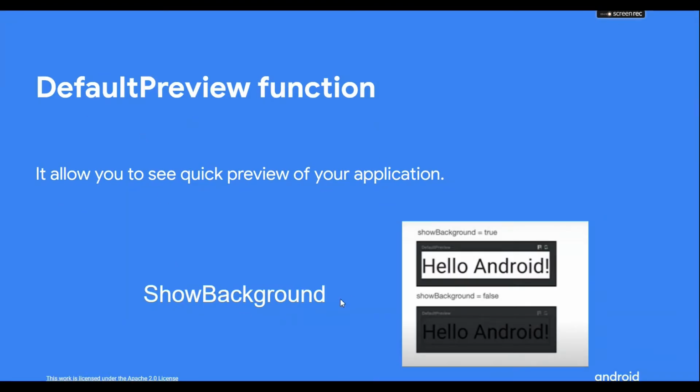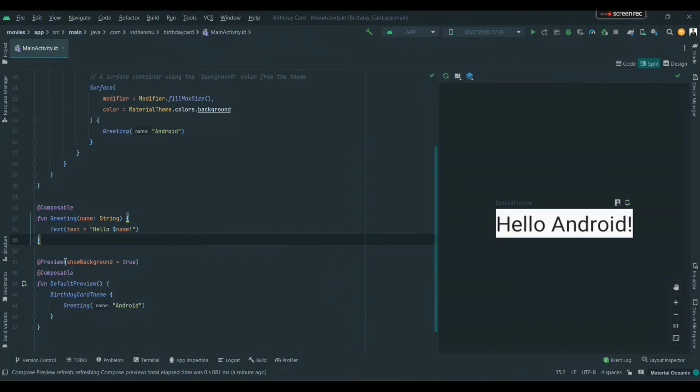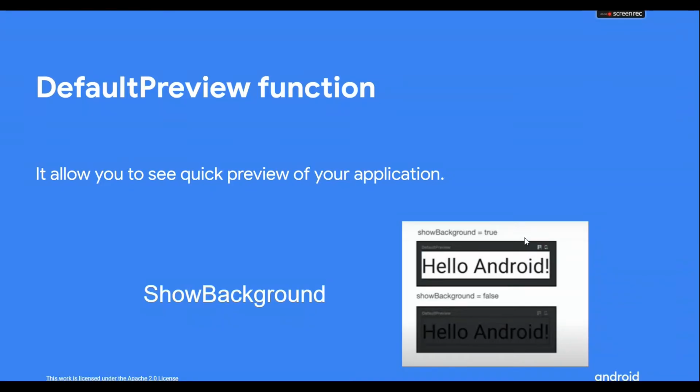Now, showBackground. There is a showBackground property in this preview. Here you can see that the white background is there. That is because of showBackground equal to true. If it is false, it will look like this, with a transparent background.